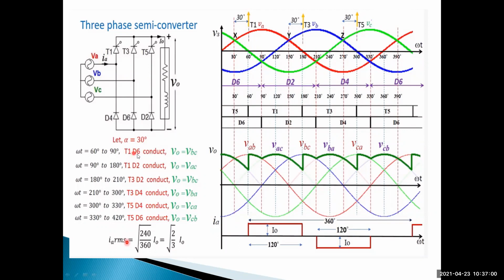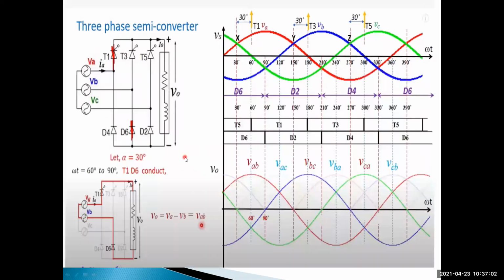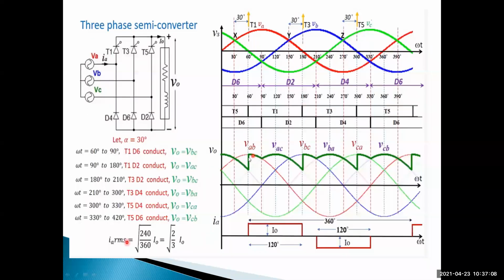That's why when T1 and D6 are conducting, we get the output voltage V0 equal to VAB. That's why it follows VAB. And then from omega t equal to 90 degrees onwards, the thyristor T1 is already triggered, but D2 comes into conduction. D2 is forward biased and D6 is reverse biased. Immediately diode D6 is reverse biased, but D2 is turned on.